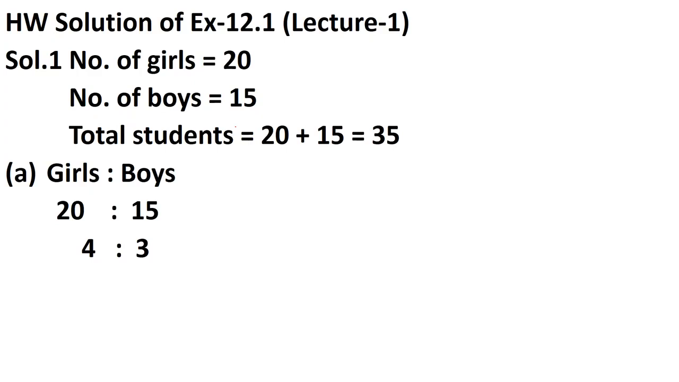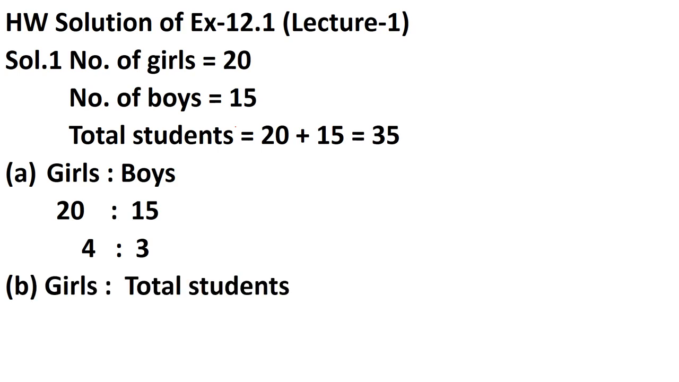Now second, you need to find out the ratio between the number of girls to the total number of students. Number of girls we have 20 and total students we have 35. So 20:35. Convert into simplest form. 4:7.